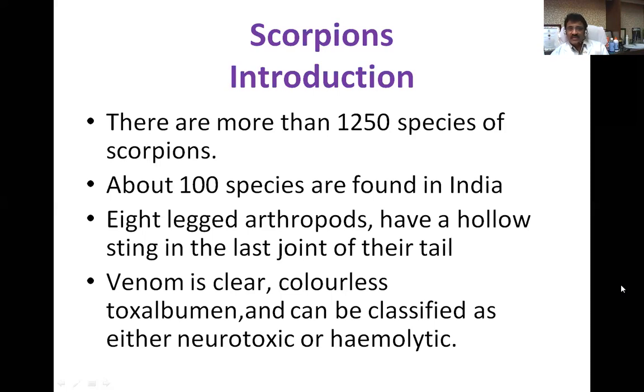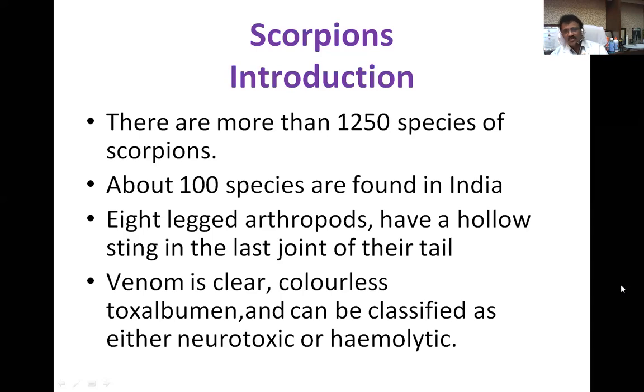The venom of scorpions is clear and colorless, watery in color, but it is slimy due to the presence of toxalbumin, which is a protein. It can be classified as either neurotoxic venom or hemolytic venom, because some scorpions possess neurotoxic venom and some possess hemolytic poison.